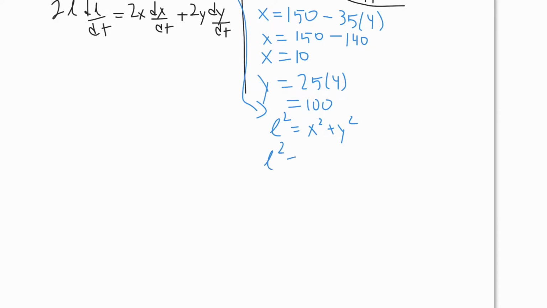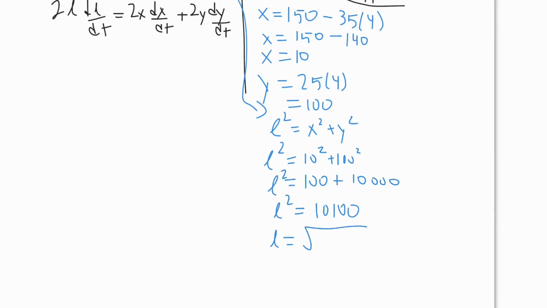L squared is equal to 10 squared plus 100 squared, or it's equal to 100 plus 10,000. So L squared is equal to 10,100. L will then be equal to the square root of that. And we need to simplify this to hopefully cancel things later on.